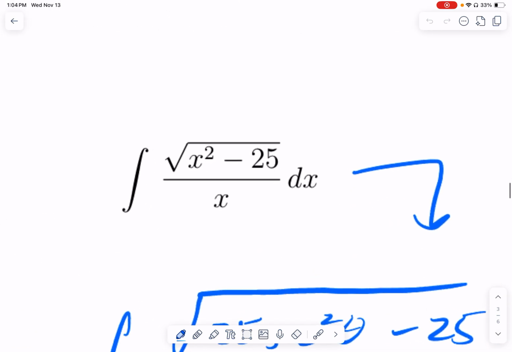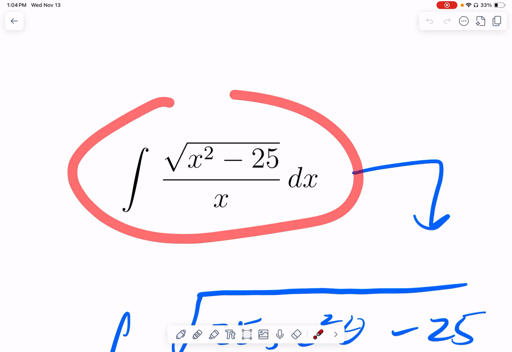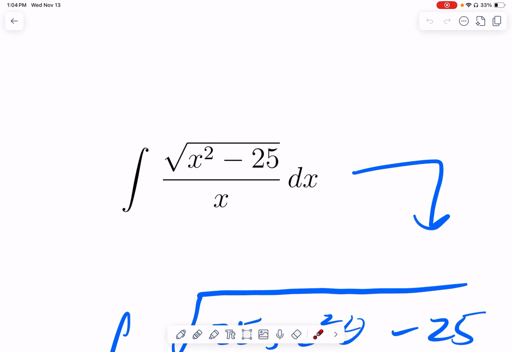So here is another example. We want to do this integral of square root of x squared minus 25 over x. We're just noticing the part that is perfect square minus perfect square is of the form u squared minus 25. And that's a situation where we want to use secant. So secant squared minus 1 is tangent squared. So when we have variable expression minus constant, secant's a good choice.